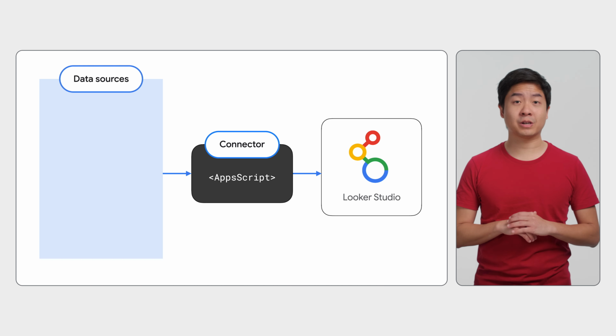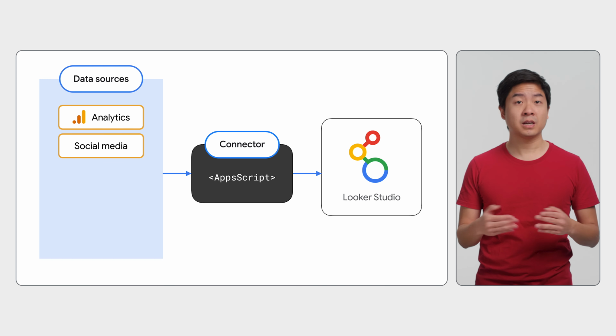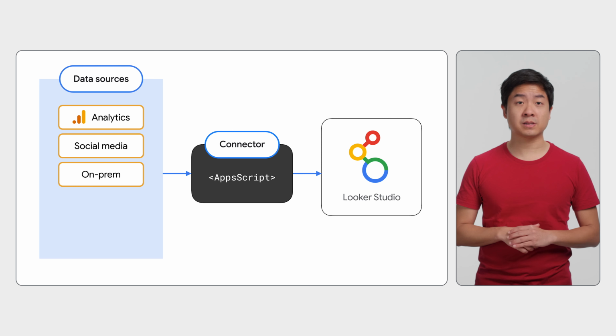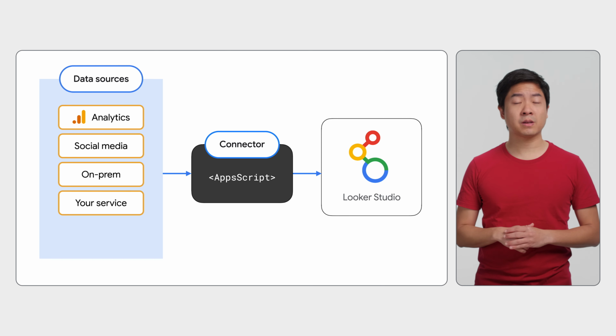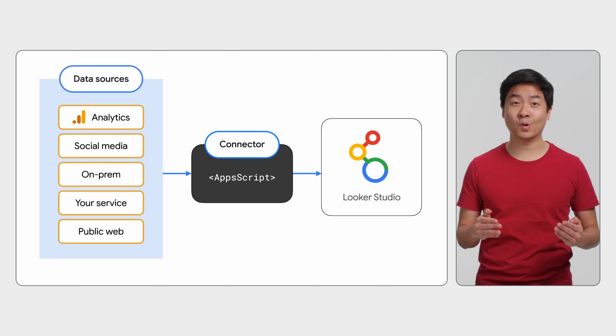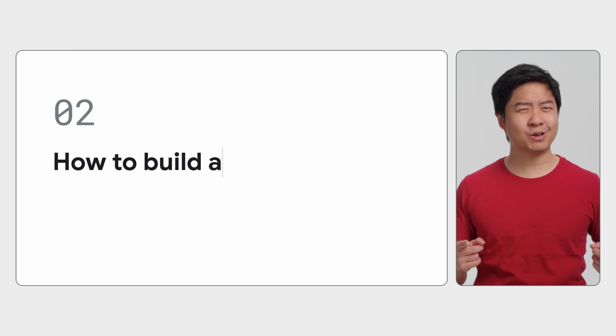With a Looker Studio community connector, your report can fetch data from commercial platforms like Google Analytics or social media, your on-premise enterprise data sources, if they're accessible, your own service for your own customers, public web sources, and more. Now you know what a Looker Studio community connector is. Let's teach you how to build one.